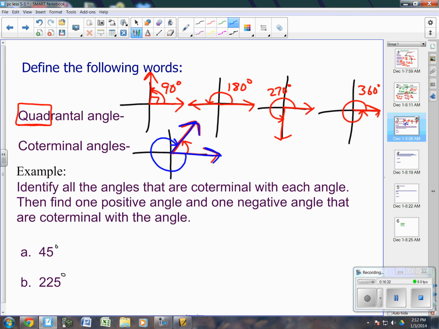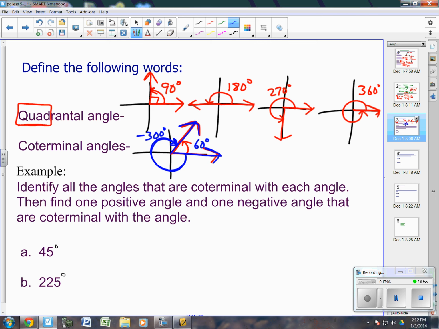Think about co. What does co mean? Together, right? Okay, the same. It means the same. Terminal means the terminal side of the angle, right? So the same terminal side. So let's say this angle right here was 60 degrees. If I went around this way, it's a negative angle. How many degrees do you think that is? Negative 300 degrees, right? Because you went around the other way, negative 300 degrees, and you ended the same place.